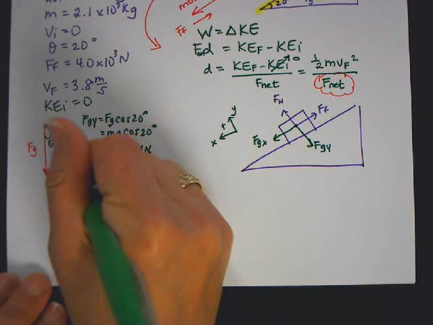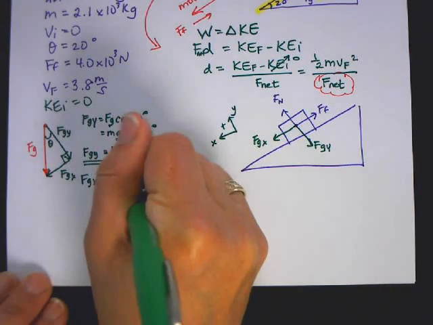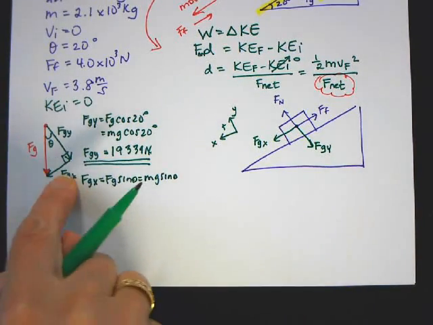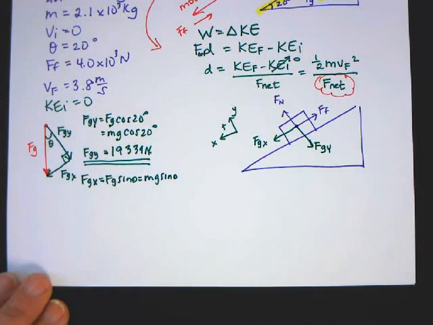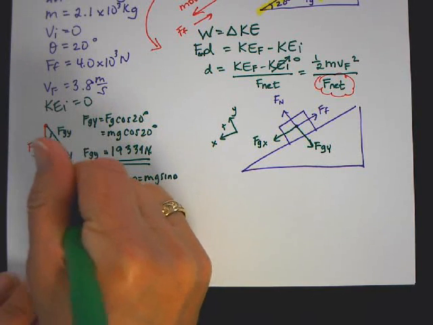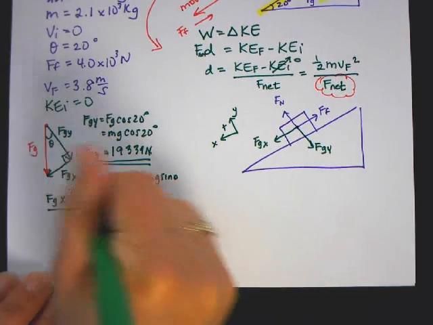The next one is FGX is equal to FG sine of theta, which would be mg sine of theta. Again, this is sine because it's opposite the given angle, and this is cosine because it's adjacent. And then you can work that out tonight, and that comes out to be 7,039.